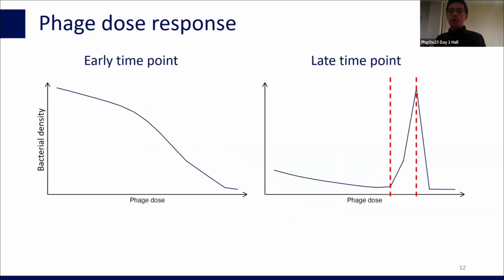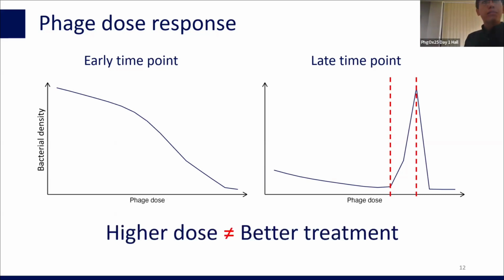So at early time point, we can see that increasing the phage dose, the bacterial density will decrease. This is what we expect, what we hope, we like it, that's fine. But at a late time point, we see that within a certain range, if we happen to dose patients in this range, increasing the phage dose actually makes the treatment less effective. So the bacterial density increases, right? And this is an exact example from a PK/PD perspective showing that higher dose does not lead to better treatment.